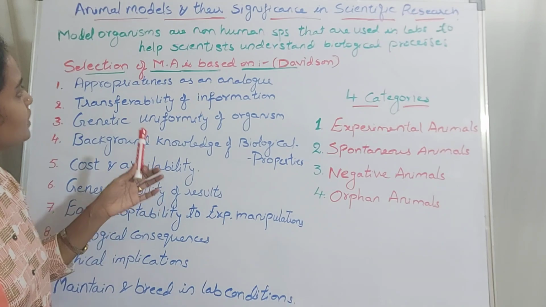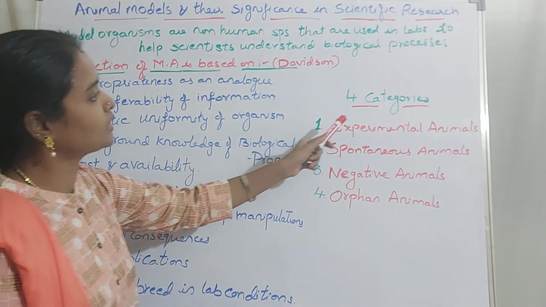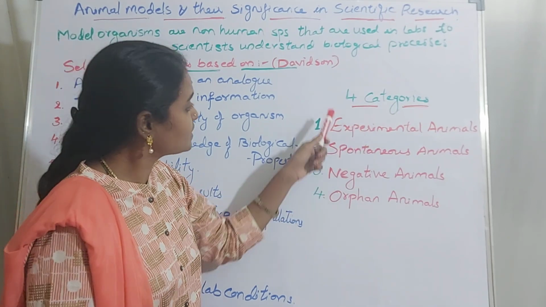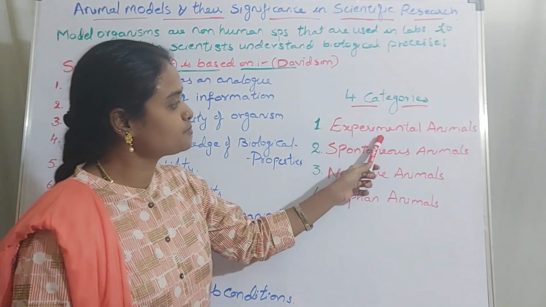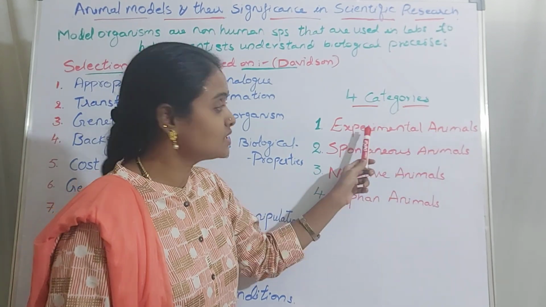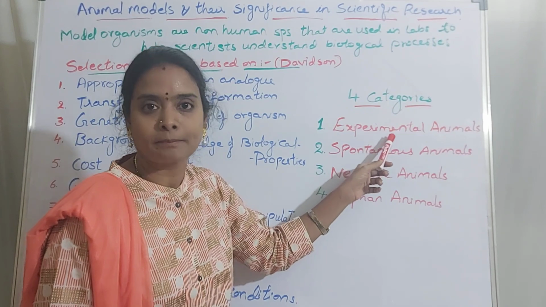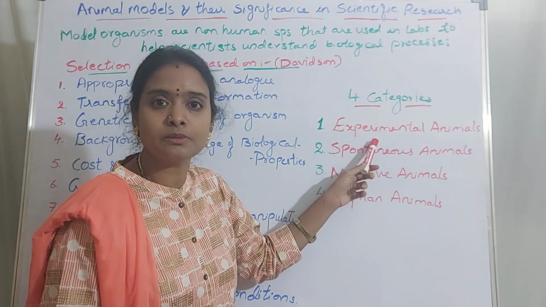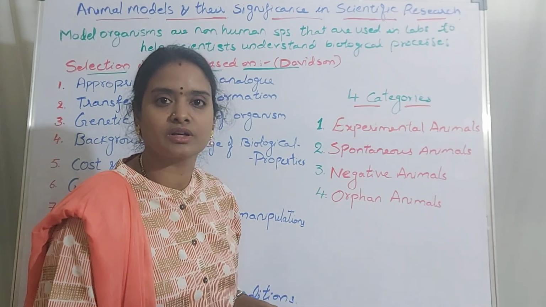After selecting these animals, you have another 4 categories where these model animals are classified. The first one is experimental animals. These are nothing but induced animals, where we are inducing them, right? We are making the animal get adapted to the laboratory conditions.